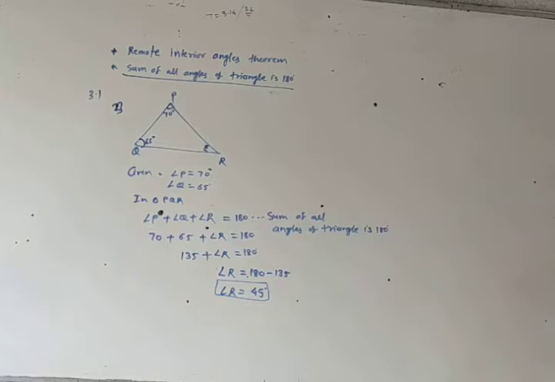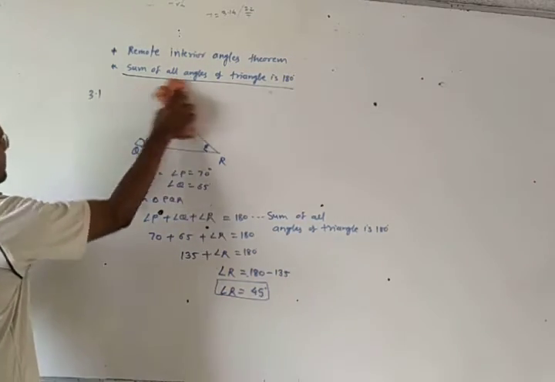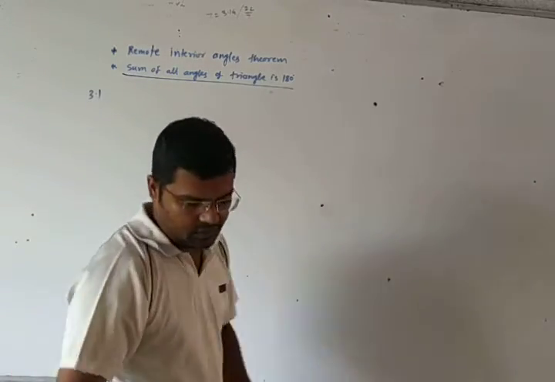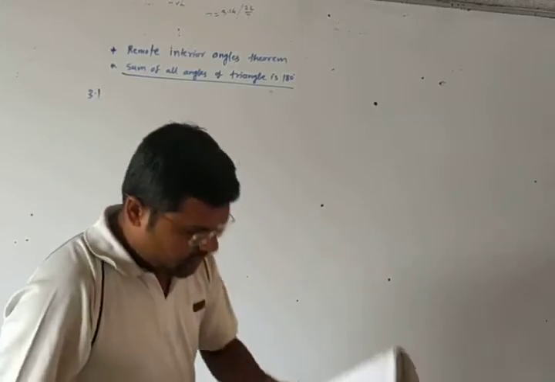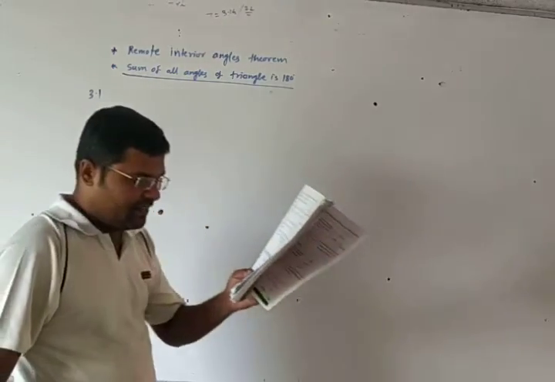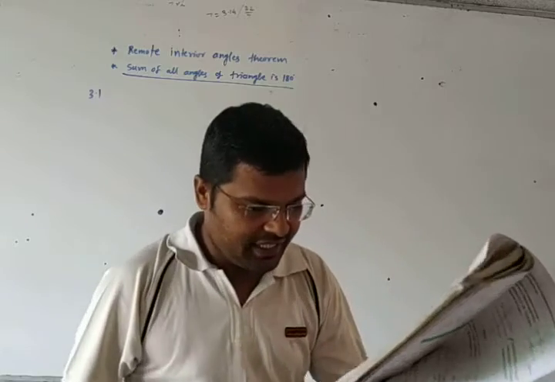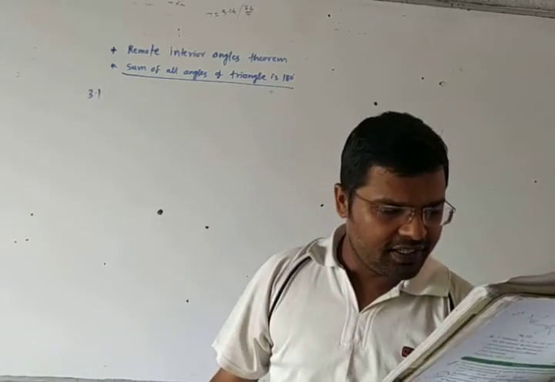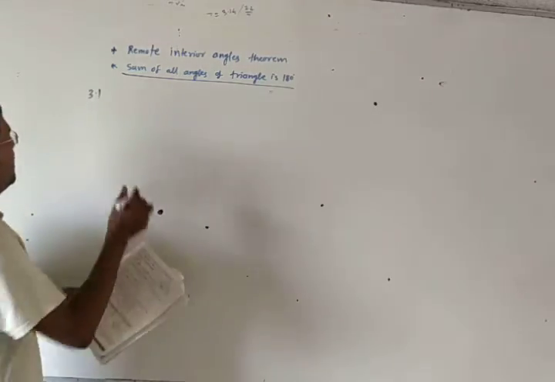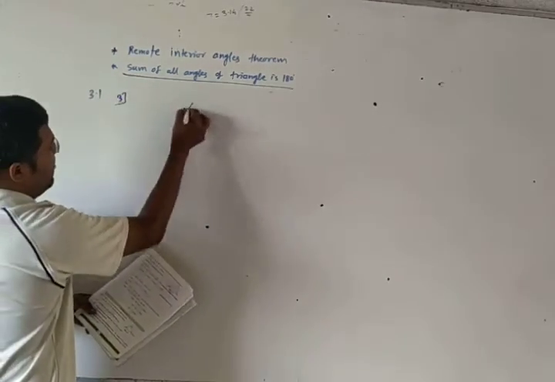Now we will start question number 3. Question number 3: the measures of the angles of a triangle are x degree, x minus 20 degree and x minus 40 degree. Find the measure of each angle. It is also a simple question.